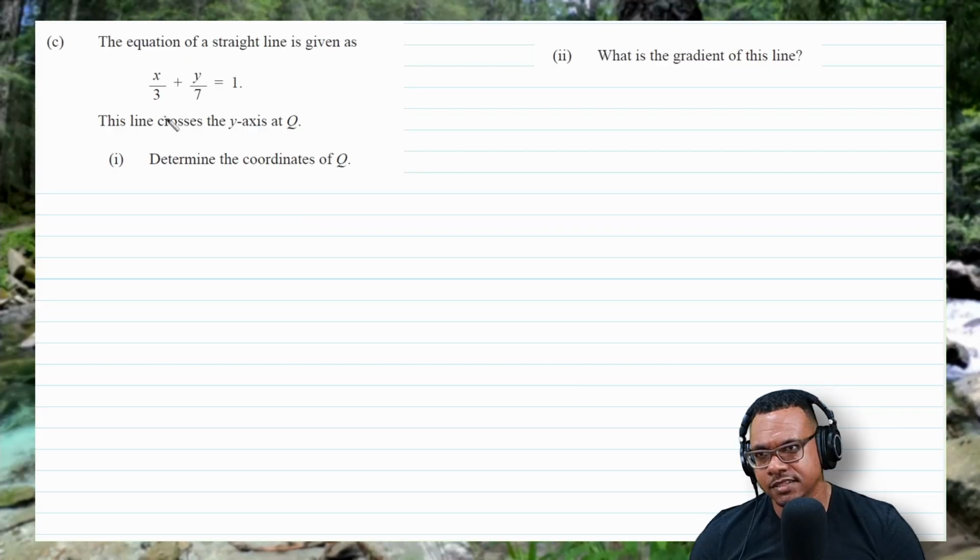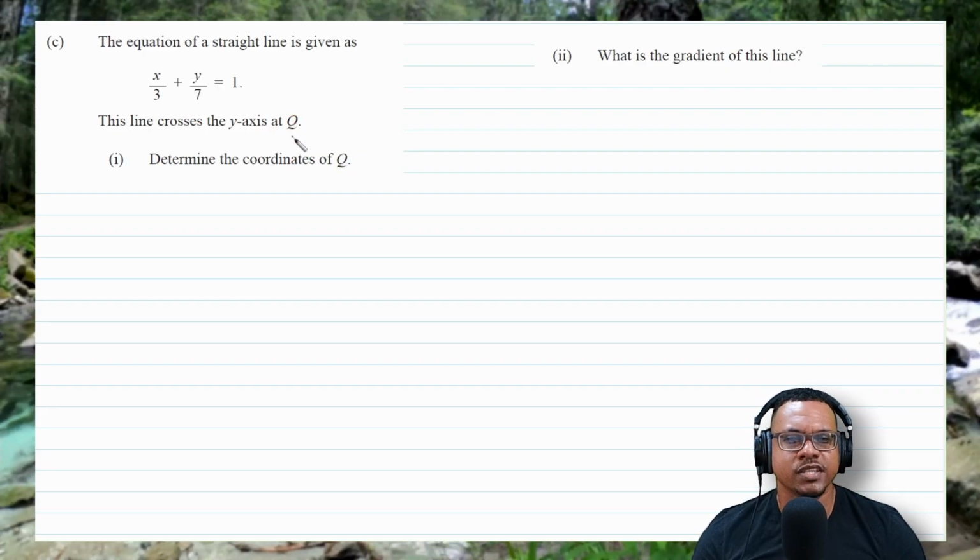Now moving on to part C, we have the equation of a straight line is given as x over 3 plus y over 7 is equal to 1. This line crosses the y-axis at Q, and we want to determine the coordinates of Q. So if it crosses the y-axis at Q, it means Q is the y-intercept. And to get the y-intercept, x must be equal to 0.